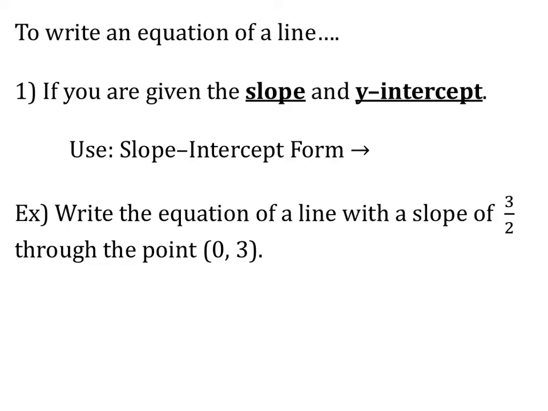So first, if you're given the slope and the y-intercept, you should use slope-intercept form, which we know is y equals mx plus b. So let's look at this example. Write the equation of a line with a slope of 3/2 through the point (0, 3). So 3 over 2 is our slope, so we're going to plug that in for m. And then (0, 3) is our y-intercept, so b will be equal to 3. So that means our equation is y equals 3/2 x plus 3.